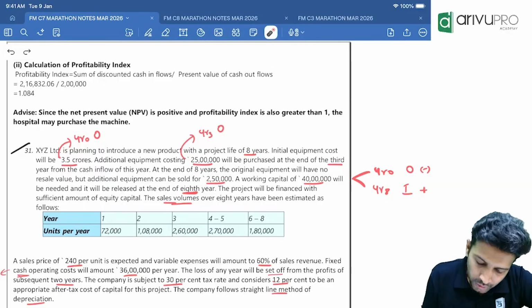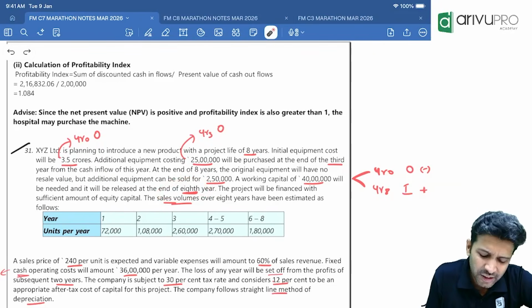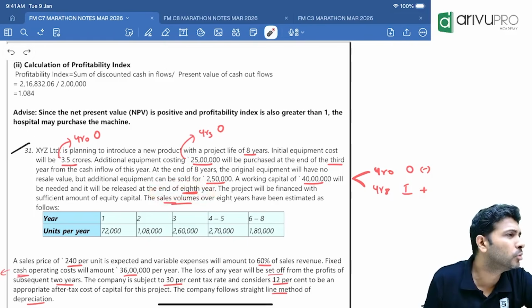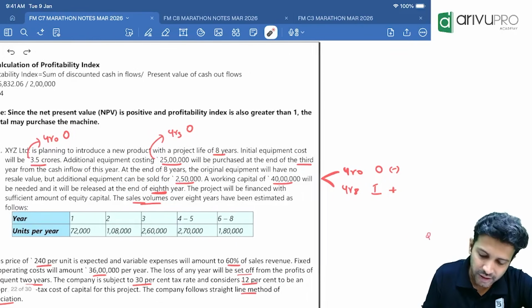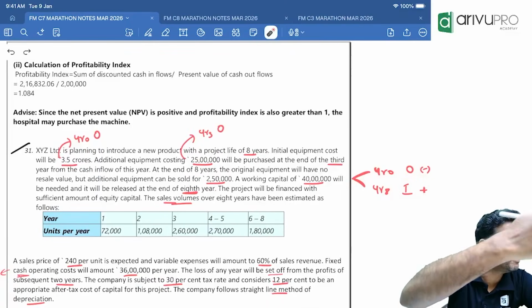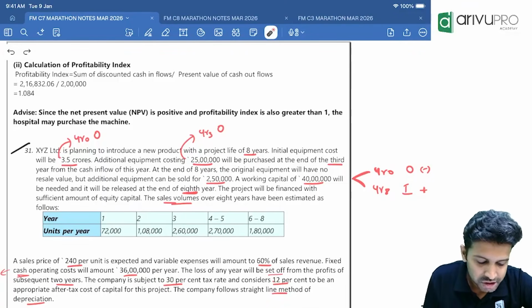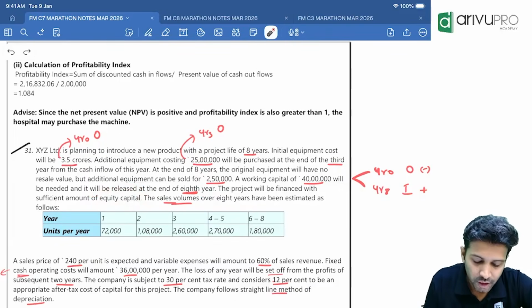Now it will be released by the end of the 8th year. Should they have to tell this? We already know about working capital. Any which way, we assume that at the end of the project we will recover or release it, one and the same. In the 8th year they are saying it is an inflow. They don't have to say it, we will make the same assumption anyway. The project will be financed by sufficient equity capital. That's their headache. Sales volume over 8 years.